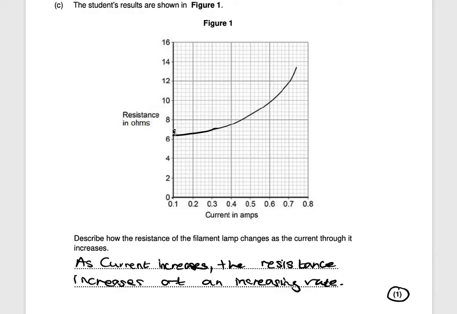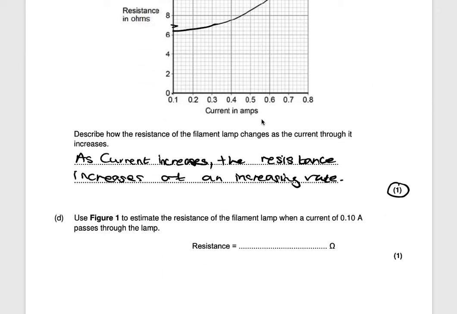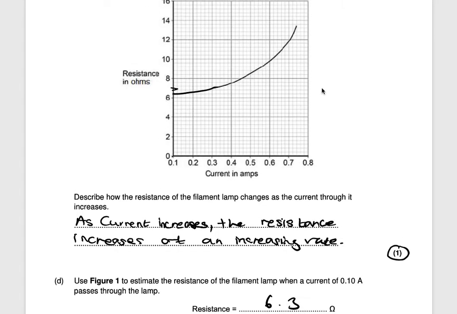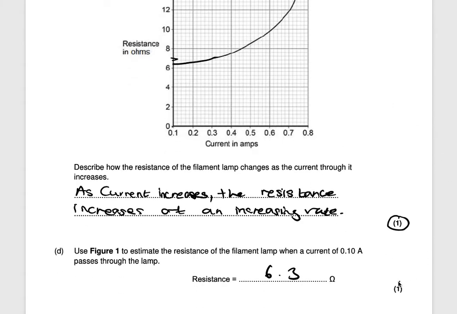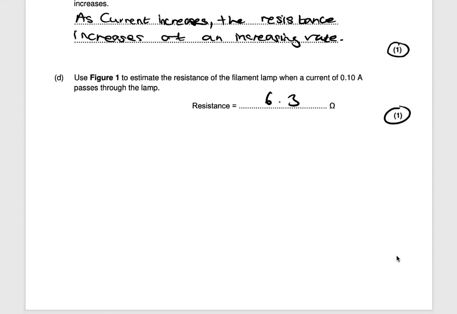So 7 is going to be approximately there, so this is going to be approximately 6.3. Okay, so I would say that is approximately 6.3. As you can see, we've just completed the line of the plots that we've plotted, because we're just estimating the resistance at 0.1 amps. That would get you 1 mark.